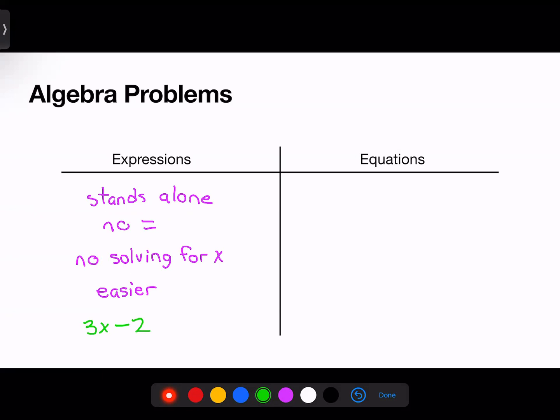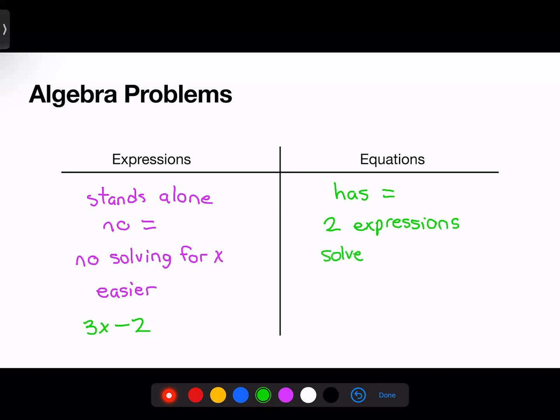An equation, on the other hand, has an equal sign, and it has at least two expressions, sometimes more. Your goal is to solve for x or any other variable. An example of an equation is 3x minus 2 equals 4x plus 7. You can see here that there are two expressions. These types of algebraic problems are going to be all over the test. Let's look at another problem type.